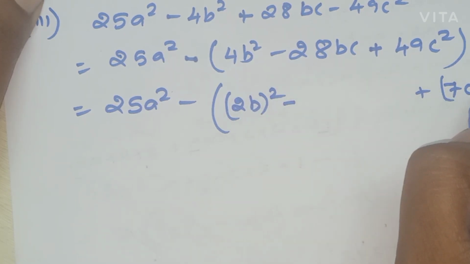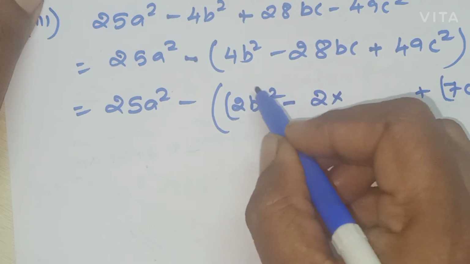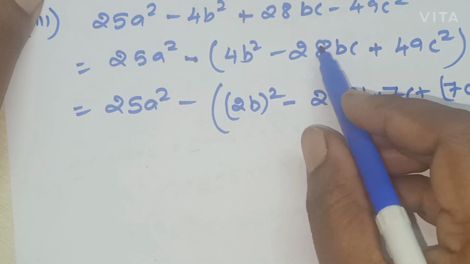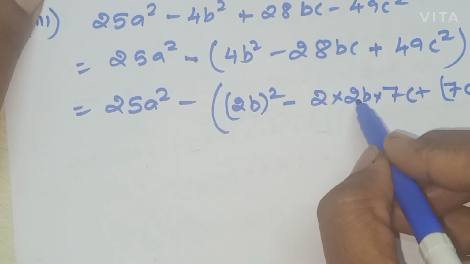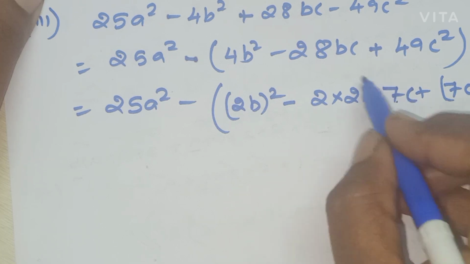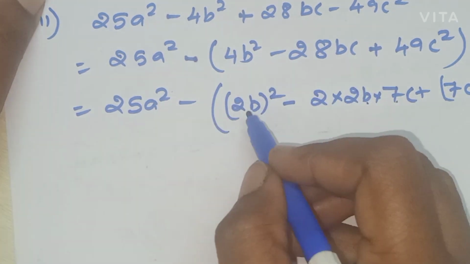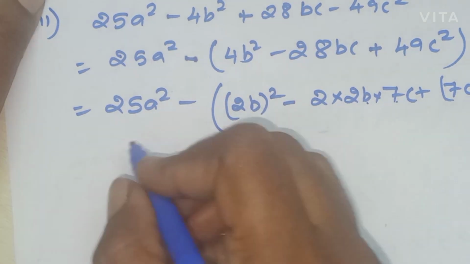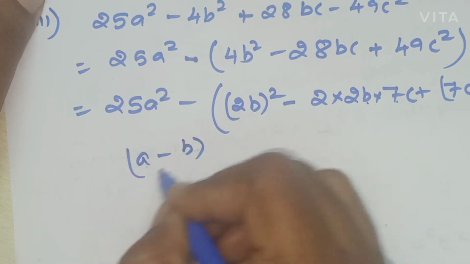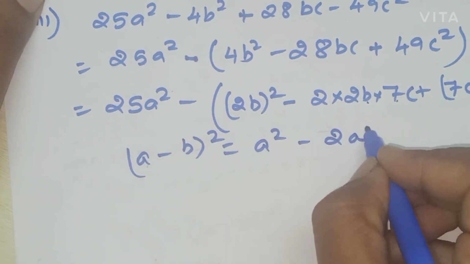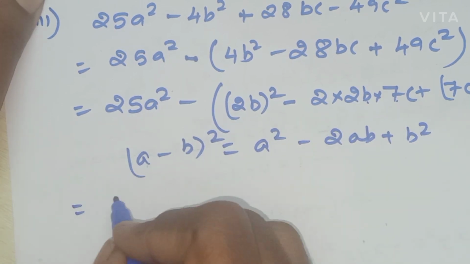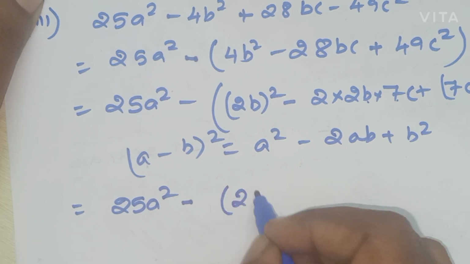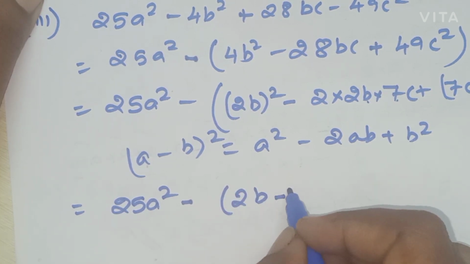This is a square and this is b square, minus 2ab. 2 into a value is 2b, b value is 7c. Now we can multiply and cross check whether we are getting the above term. 2 2s are 4, 4 7s are 28, b into c, bc. Yes, of course we are getting it. So in the place of a we have 2b, in the place of b we have 7c. So this is of the form a minus b whole square is equal to a square minus 2ab plus b square. So this is equal to 25a square minus the whole square of 2b minus 7c.